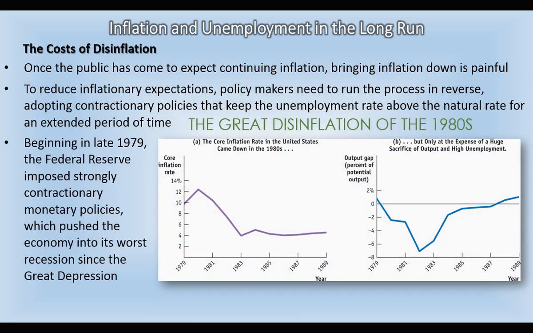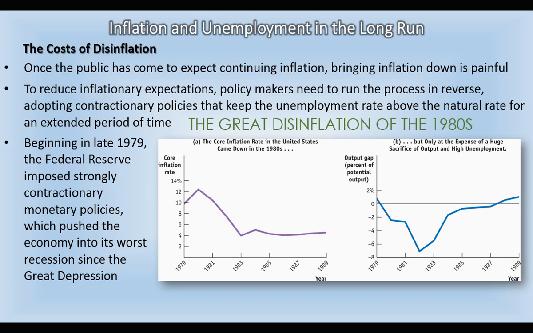Beginning in late 1979, the Federal Reserve imposed strongly contractionary monetary policies. As I mentioned, in the 70s, we had high inflation in this country due to the supply shocks, due to the oil shocks. So again, beginning in late 1979, the Federal Reserve imposed strongly contractionary monetary policy, which means that they contracted the money supply, which means that instead of buying bonds, they sold bonds, and therefore they took money out of the economy, and via the money multiplier process, that shifted the money supply curve to the left, which raised the interest rate, which then raises the opportunity cost of investment, which leads to less investment, which shifts the aggregate demand curve to the left.